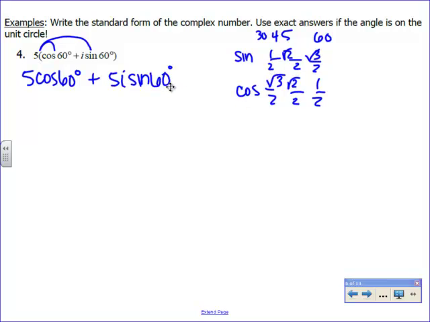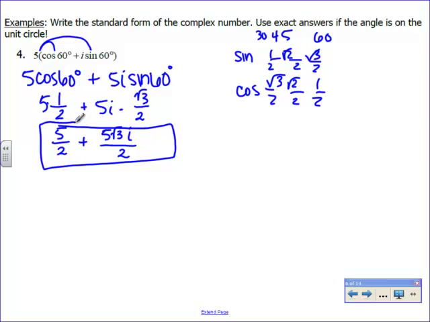60 degrees is a first quadrant angle, so it should be positive. Cosine of 60 is 1/2. And sine of 60 is square root of 3 over 2. You could also have drawn the special right triangle for yourself. So I end up with 5/2 plus 5 radical 3i over 2. That's my standard form of this complex number.